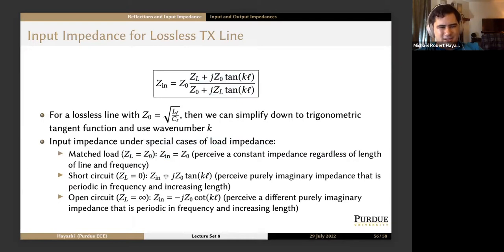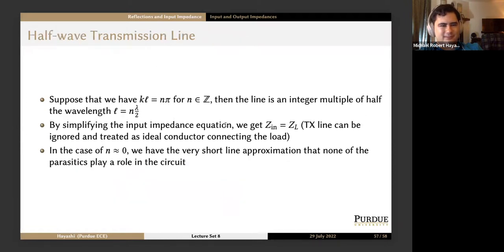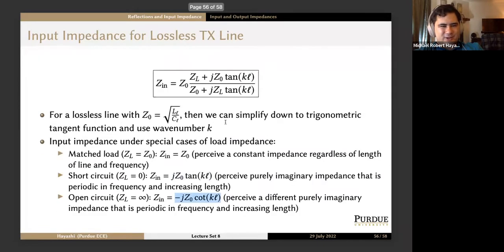A short circuit, we get a purely imaginary impedance that is periodic in frequency and increasing length. And an open circuit, we get a different purely imaginary impedance, periodic in frequency and increasing length. So if you short or open it, you basically get a purely imaginary impedance when you look into your transmission line from one end. So, last two special cases.